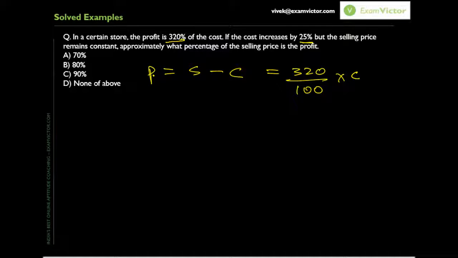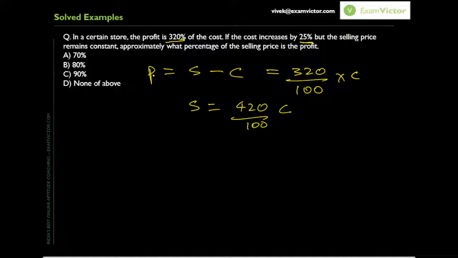So now you have this definition. S minus C is 320 by 100 into C. So you can actually simplify this to say S is equal to 420 by 100 into C. So this is now useful information. So S is 420 by 100 into C.